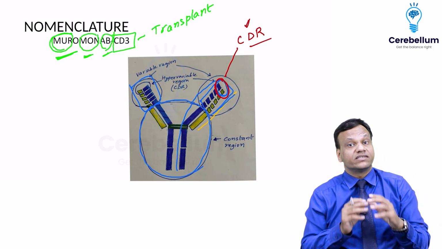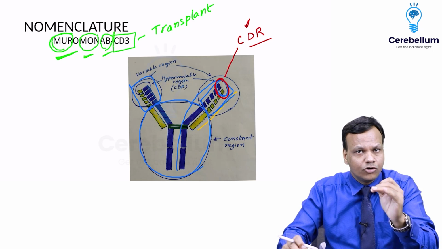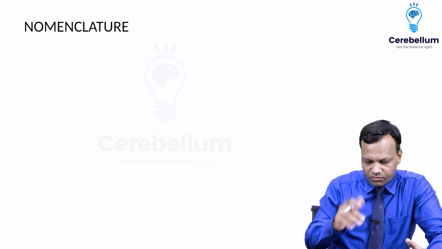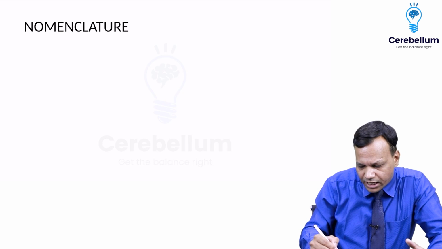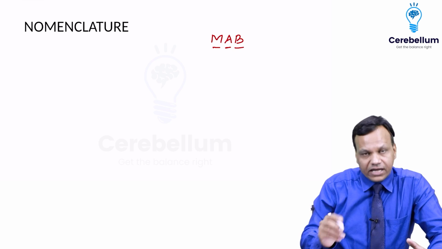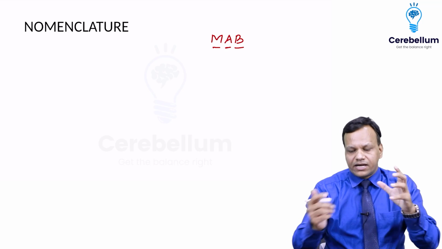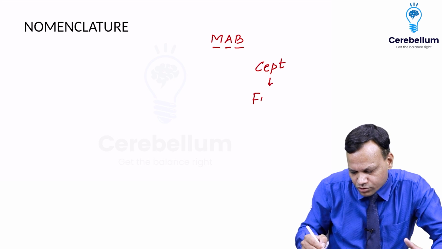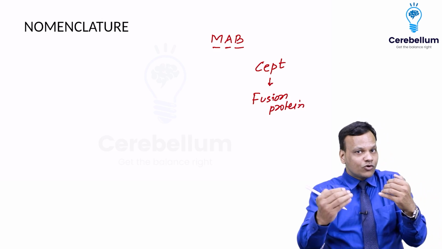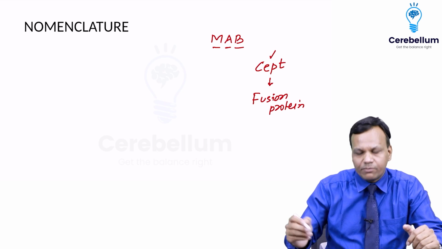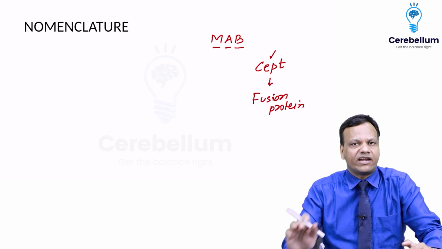But after that, we decided to keep a particular nomenclature to make it easier to understand. The name of a monoclonal antibody should end with MAB. MAB is monoclonal antibody. And if they are not pure monoclonal antibodies, their name can end with sept. Sept is a fusion protein. Many monoclonal antibodies are not stable, so we need to fuse them with some other compound, only then they become stable. So when they are fusion proteins, their name ends with sept, but mostly the name will end with MAB.